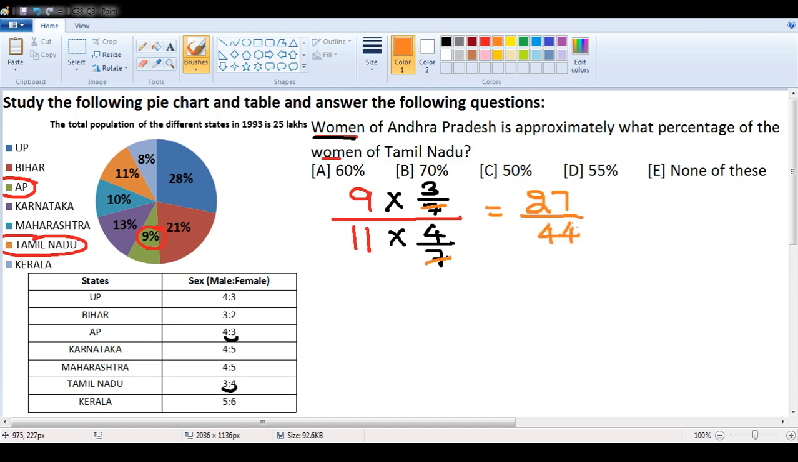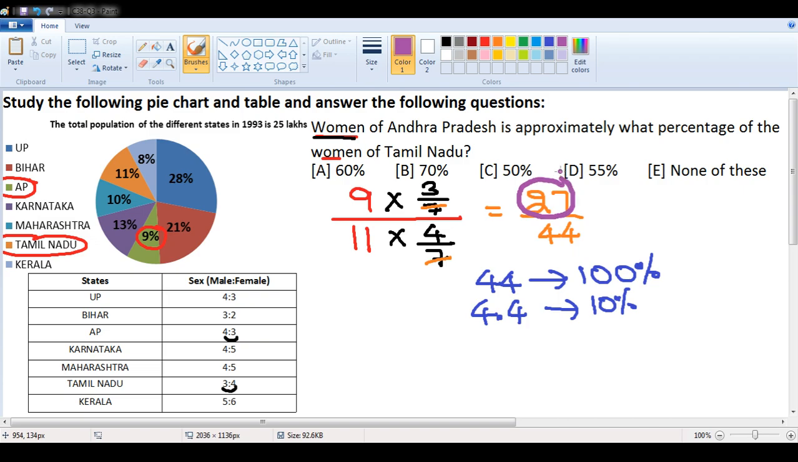Now you should simplify this using any method you are comfortable with and get the approximate answer as per the given options. If I take the denominator as 100%, which we have solved multiple times already, 4.4 will be equal to 10 percentage. I am at a number 4.4, but I need to get a number 27. 4 into 7 is 28, so it is exceeding 27. Don't multiply by 7, multiply by 6. 4 into 6 is 24. 0.4 into 6 is 2.4. So 24 plus 2.4 is 26.4.